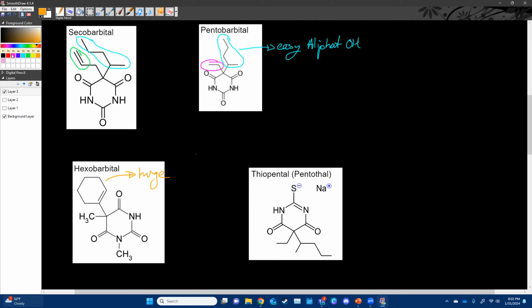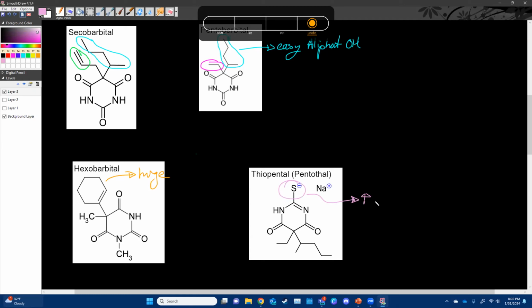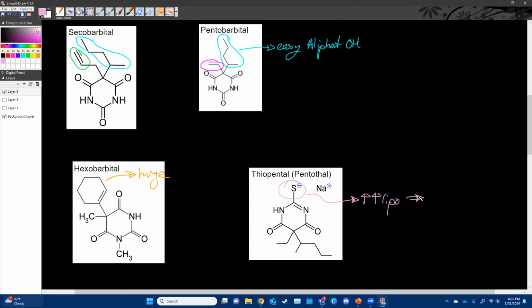Thiopental is utilizing the sulfur group. And what this is doing is that it is increasing the lipophilicity of the drug a lot. Specifically, with the action of the sulfur, this is actually going to increase the rate of metabolism.